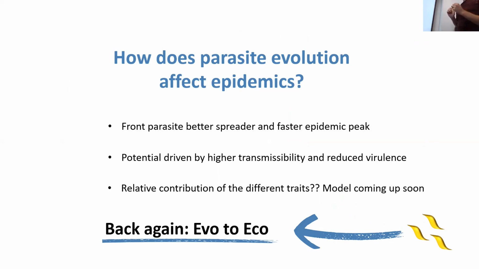Now, the question is, what is the relative contribution of transmissibility and virulence? That's the big question. And so we now have two PhD students who are going to help us understand what goes on, building an ecological model where they're going to try to understand the relative contribution of transmissibility and virulence in explaining our pattern, even if just changing transmissibility would explain what we observe.